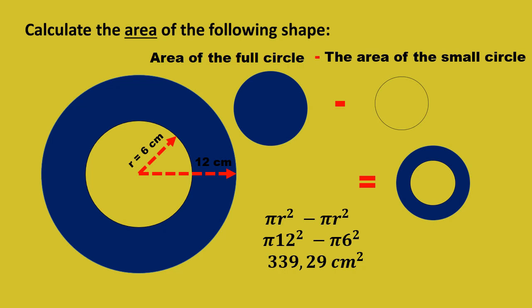So you're going to say pi times 12 squared. You can press equal there if you want. Minus bracket pi times 6 squared, close bracket, and that should give you 339.29 centimeters squared.